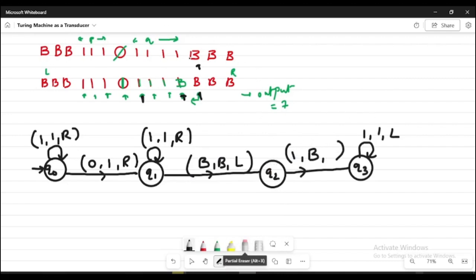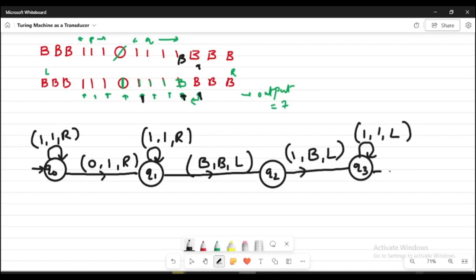Whenever you see 1, make it blank and move in the left direction. And after that you have to keep on moving in the left direction.